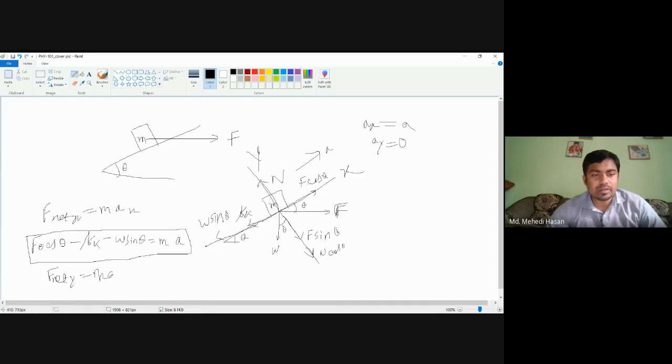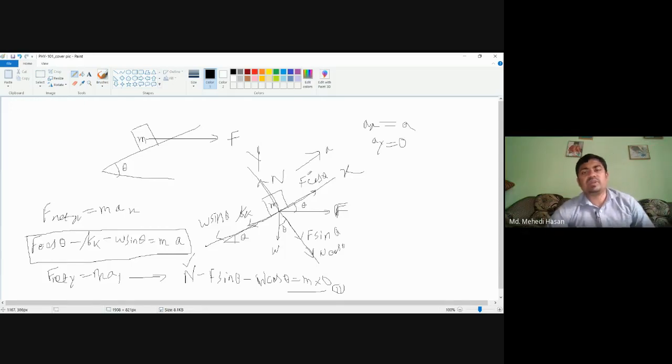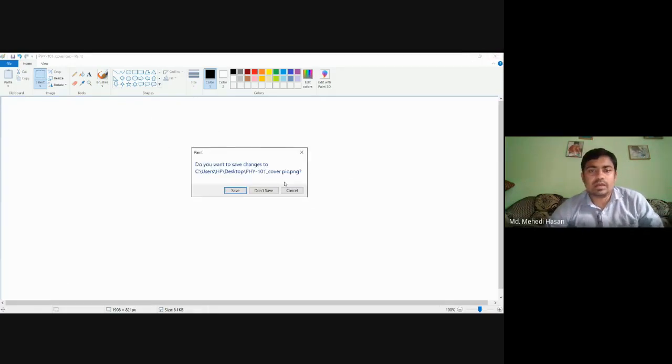Along the y-axis, net force y equals m a y, so the net force along the y-axis is N minus F sin theta minus W cos theta equals a y, which is 0. From that equation we can easily find the normal force if the force and mass of the object are given. Okay, so this is the procedure to solve a problem. If you practice, you can find out how we can solve such problems.